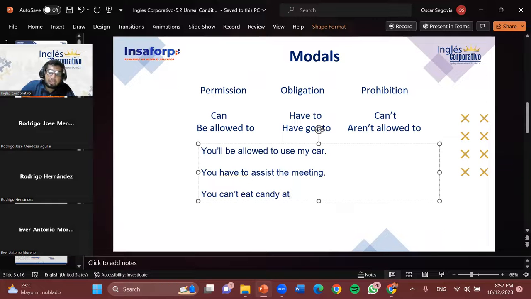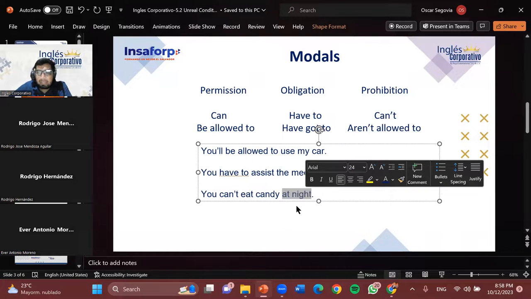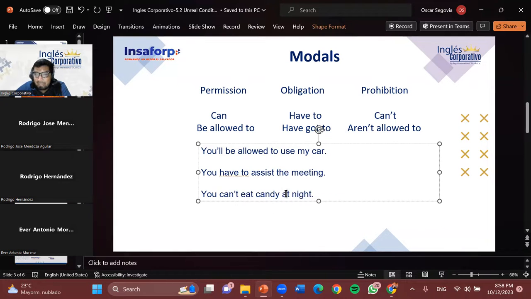Y una vez más, aquí para la noche siempre se utiliza el at. Sí, at night. You can't eat candy at night. Great, very good. Para los periodos de tiempo que se refieren a los momentos en los cuales no hay luz solar, se utiliza la preposición at. El in se utiliza simplemente durante el día, puede ser in the morning o in the afternoon, o in the evening incluso, pero para hablar acerca de la noche y la madrugada, se utiliza at night and at dawn.